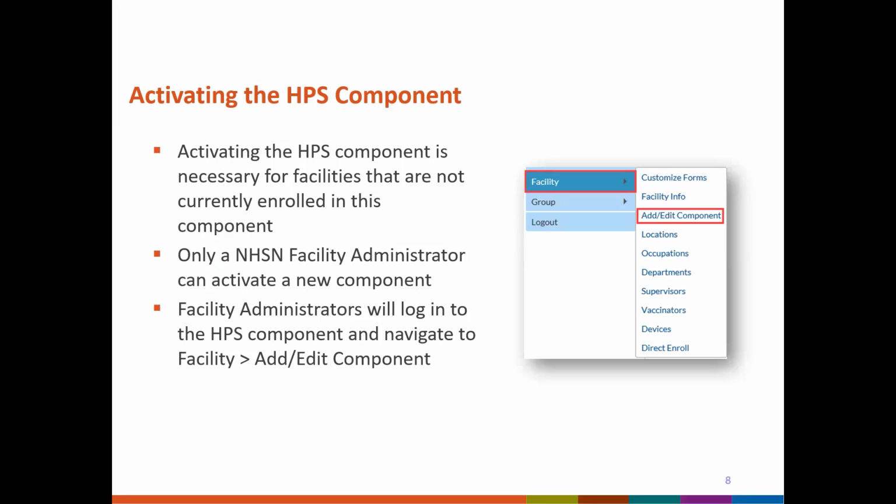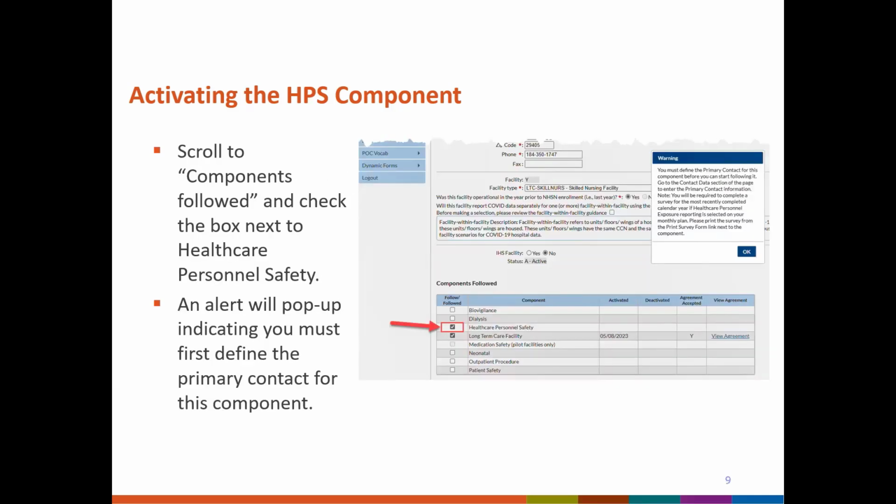If you do need to activate the healthcare personnel safety component, facility administrators will log into the long-term care component or the healthcare personnel safety component if a non-long-term care facility, and navigate to Facility and then Add Edit Component. Facility administrators will then scroll to the components and then check the box next to healthcare personnel safety. An alert will pop up indicating that you must first define the primary contact for the component, and then click OK.